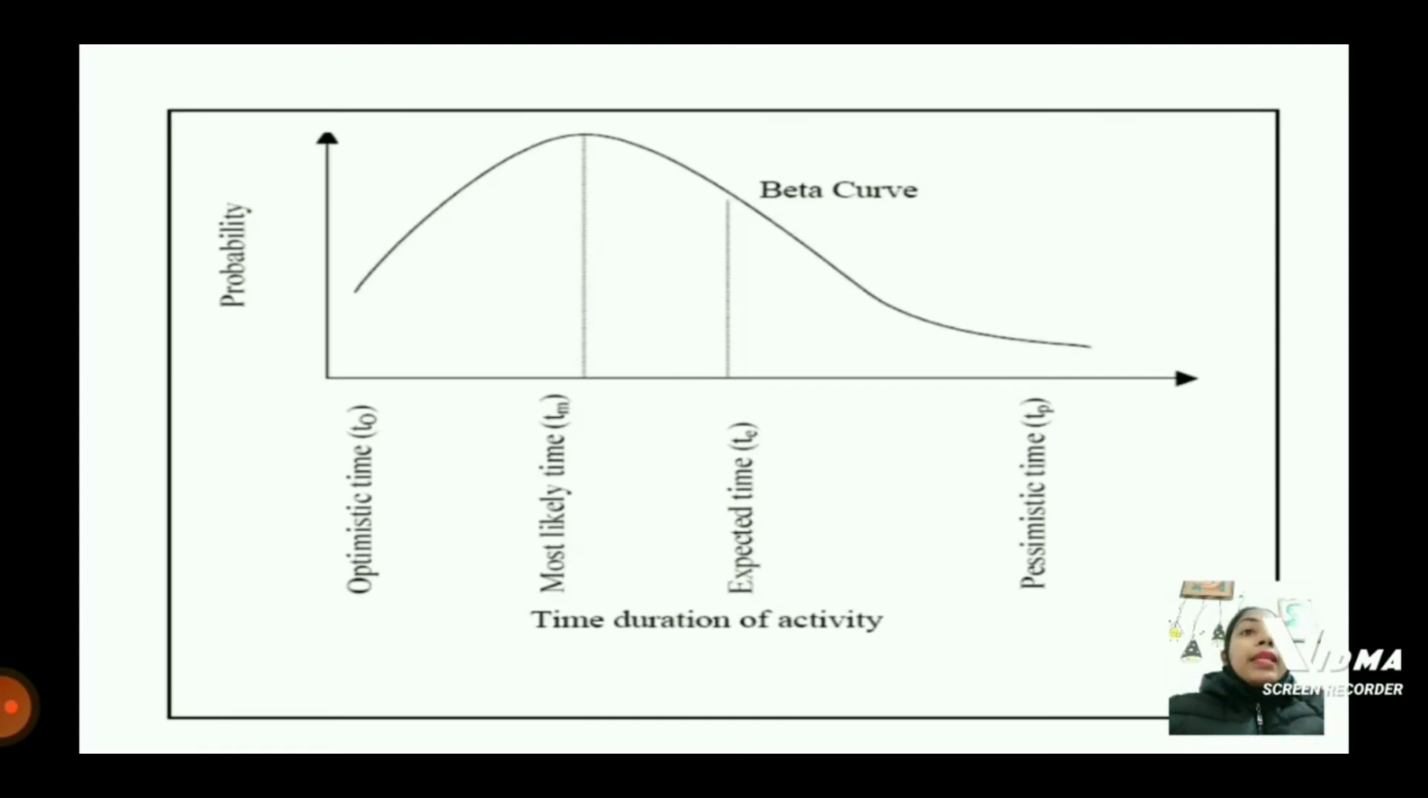This is the probability curve, the beta curve for PERT. Here the time duration of the activity is divided into 4 time periods: optimistic time, most likely time, expected time and pessimistic time. The expected time is the one that we choose.